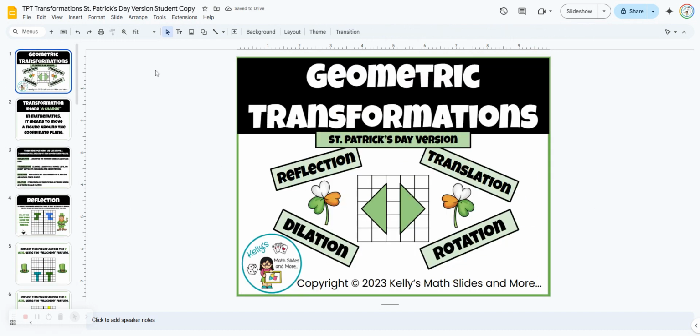So this is a digital lesson, Geometric Transformations, the St. Patrick's Day version.